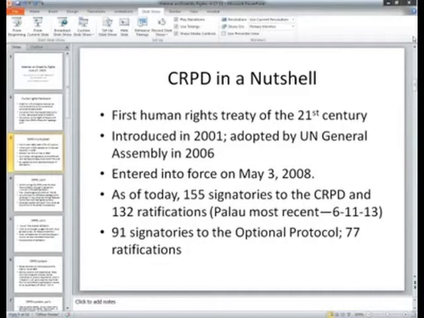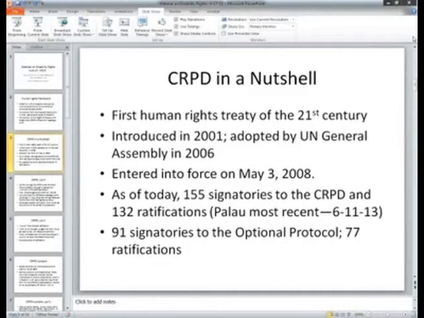It was then open for signature and became effective a month after the 20th state ratified it, and that was on May 3rd, 2008. I always remember that because my birthday is May 3rd. I always sort of feel like, therefore, the CRPD is kind of related to me in some way.